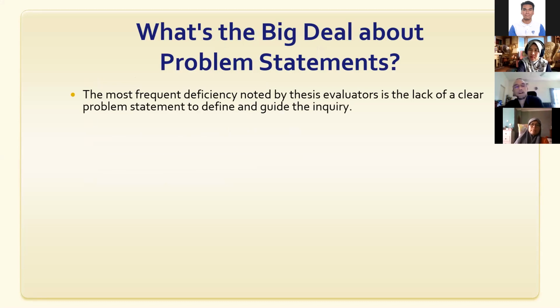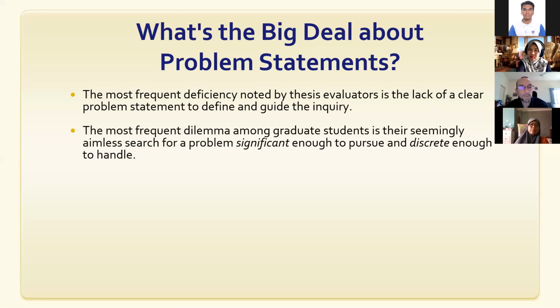It's very hard, very challenging for students to write good problem statements. The most frequent dilemma among graduate students is their seemingly aimless search for a problem significant enough to pursue and discrete enough to handle. Okay, so when you write a good problem statement, you have to balance significance with discretion. In other words, the problem has to be enough of a problem. In other words, you have to make the case that this research problem that you're studying really is a problem.